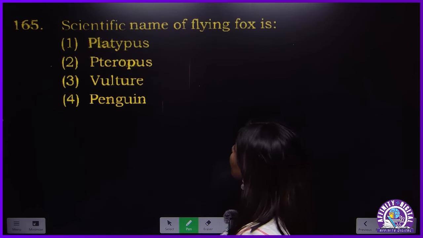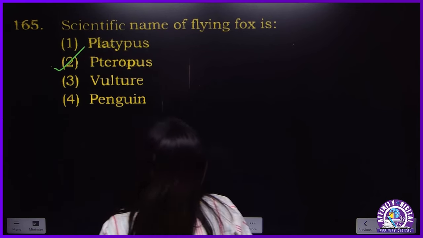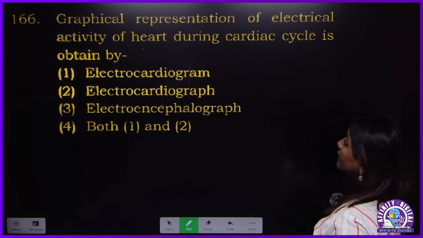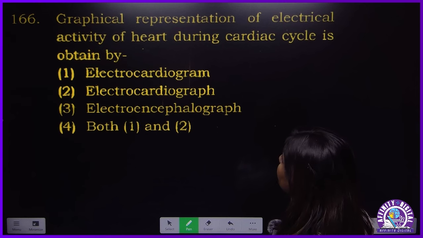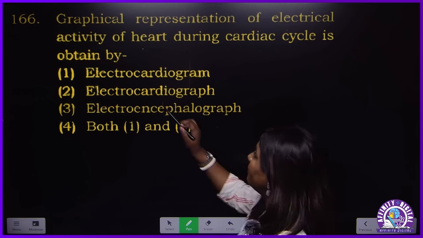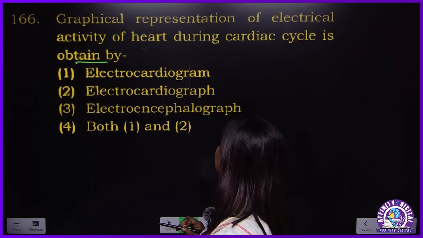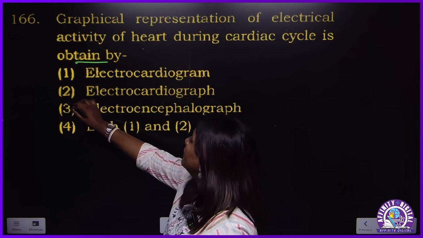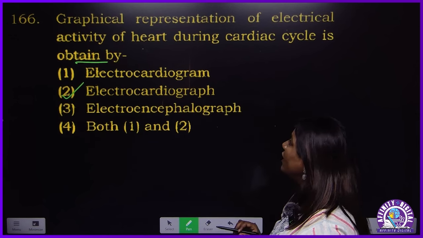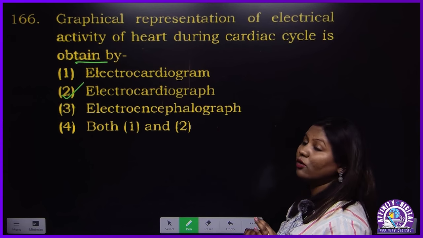Scientific name of flying fox is Pteropus. Then question number 166, graphical representation of the electrical activity of the heart during the cardiac cycle is obtained by. Children, here it is asked which machine it is obtained by. When we talk about the machine, that is electrocardiograph. Whereas if we are talking about the graphical representation, then it is electrocardiogram.